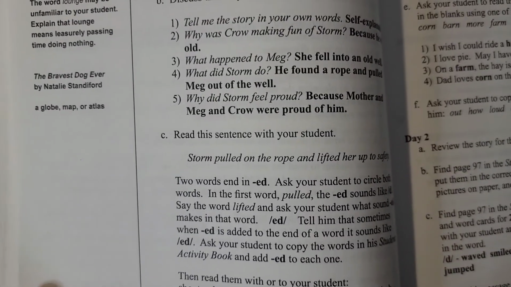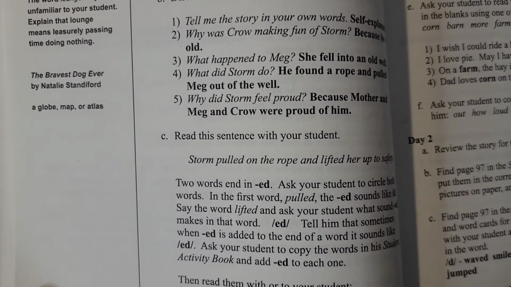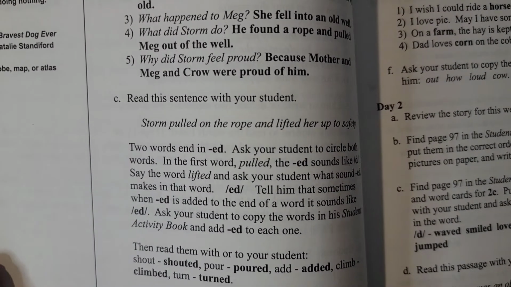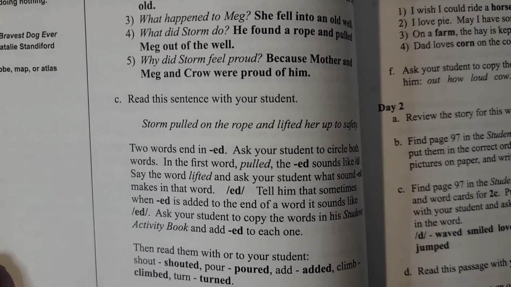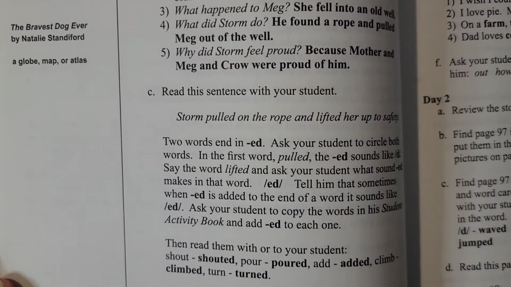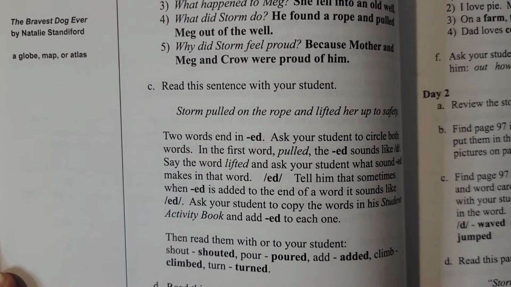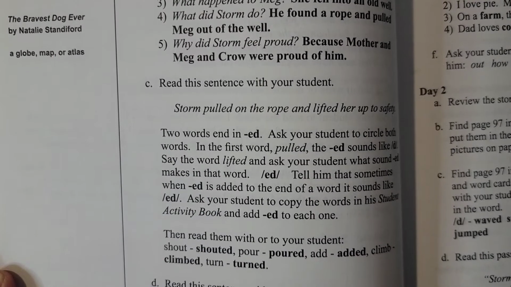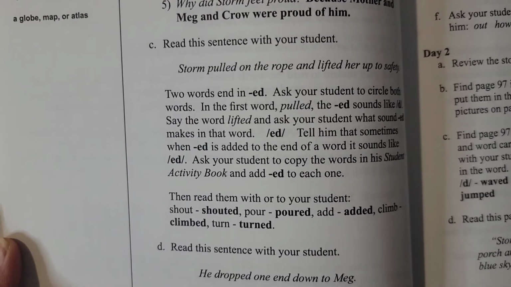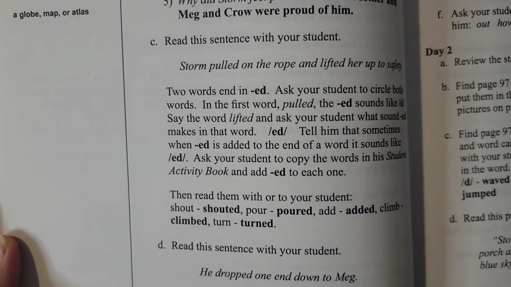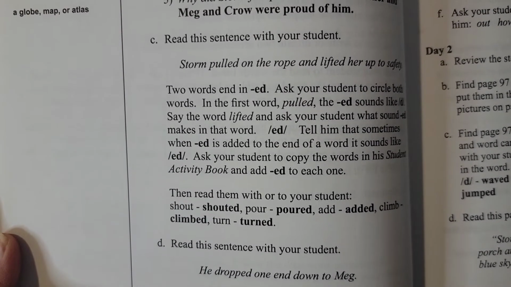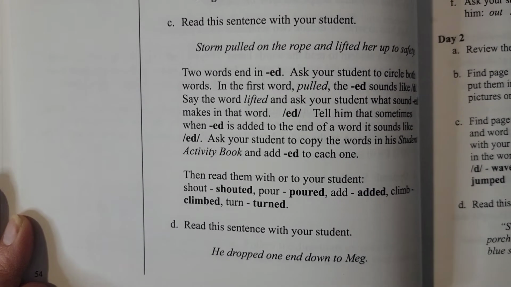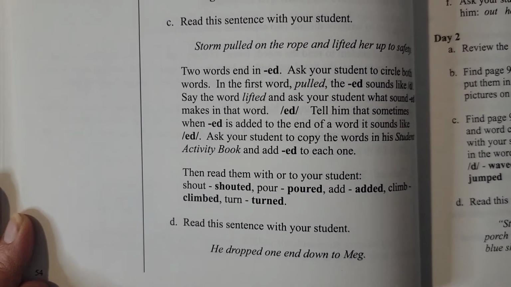And then C says, read this sentence with your student. The student has the same sentence in his student guidebook. Letter C says, read this sentence with your student. Storm pulled on the rope and lifted her up to safety. It goes into the ed ending in the words, such as pulled and lifted, and then gives the explanation here.